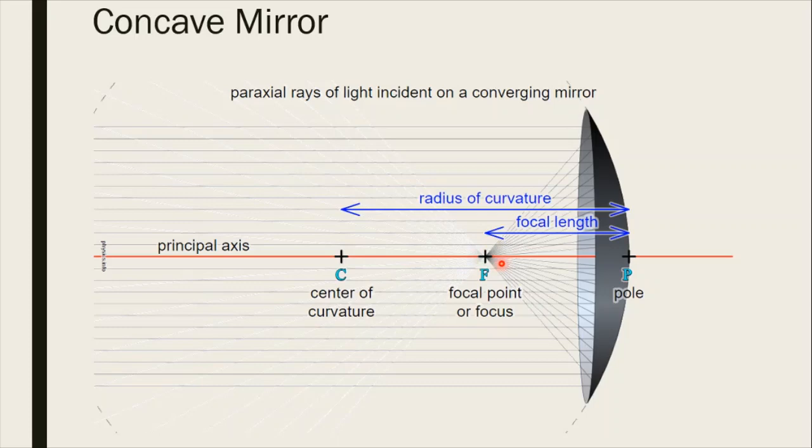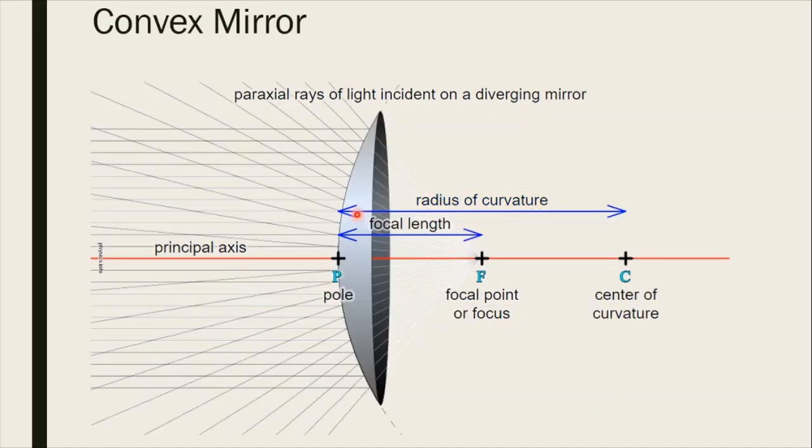Now, suppose the point source is at the principal focus of the mirror. We will see that by the principle of reversibility of light, the reflected rays are parallel to the principal axis. This action is called collimation.